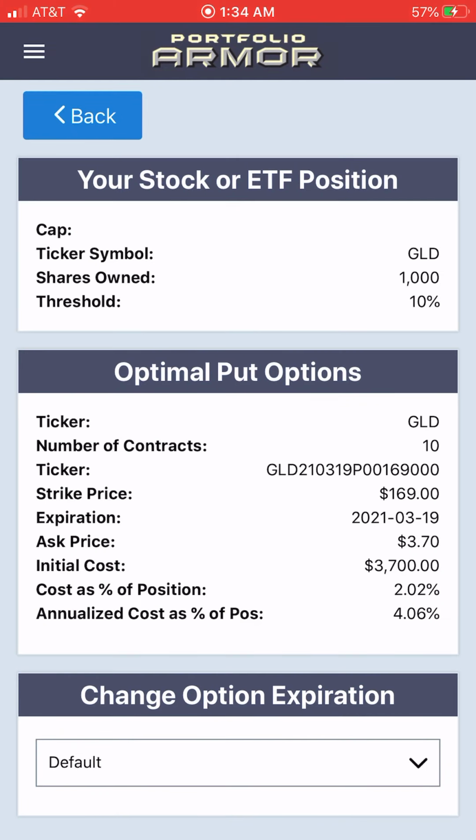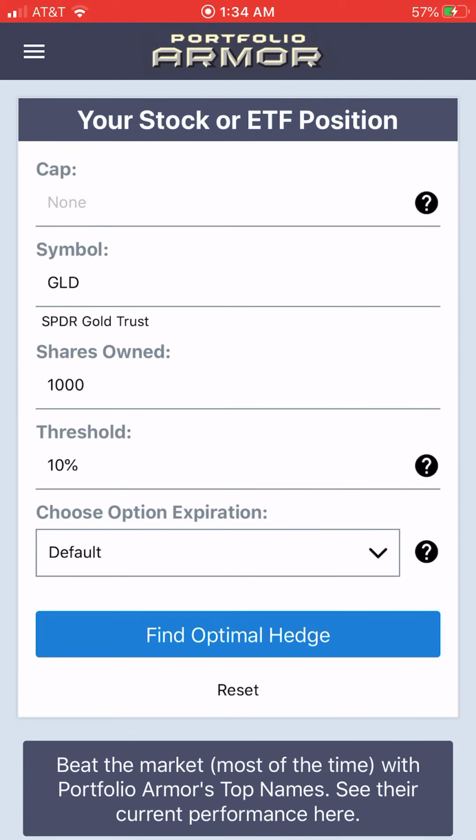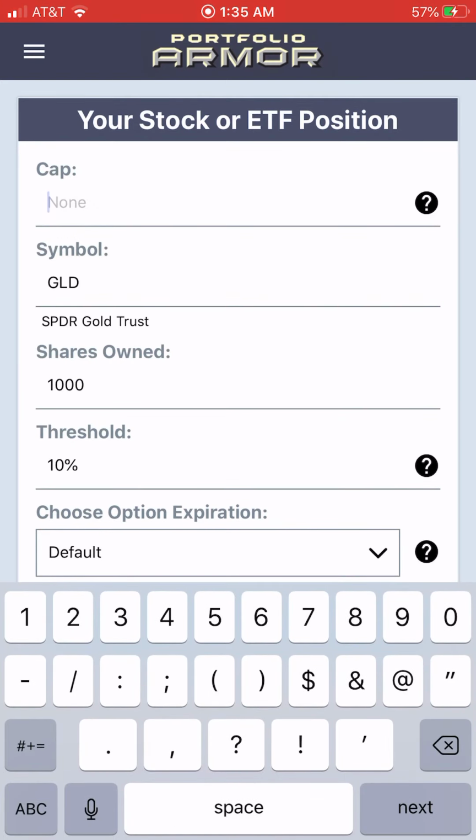And here we're presented with the optimal put options to protect against a greater than 10% decline in GLD between now and March 19th. As you can see, the cost of this hedge, calculated conservatively at the ask (in practice, you could often buy and sell options at some price between the bid and ask), was $3,700 or 2.02% of position value. Now, if we're willing to cap our possible upside, we can potentially lower that.